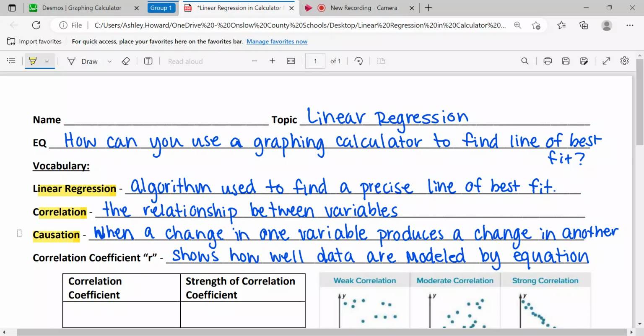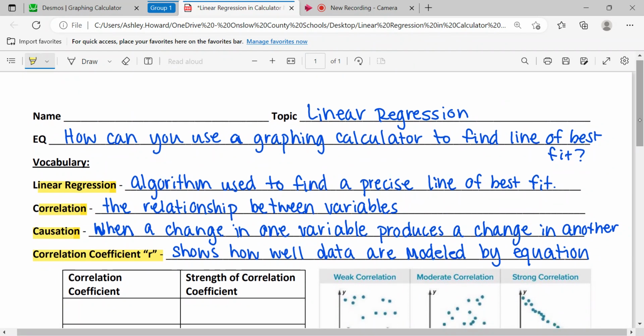Causation is when a change in one variable produces a change in another. So if my x value changes, it would cause my y value to change. And our last vocabulary word is going to be correlation coefficient. This correlation coefficient is going to be found when we graph it using the graphing calculator, and it's going to show how well the data are modeled by the equation. So if our data is really far spread out, it might not be very accurate, but if our data is really close together, it might be more accurate. Go ahead and pause that if you need to finish copying down the vocabulary.